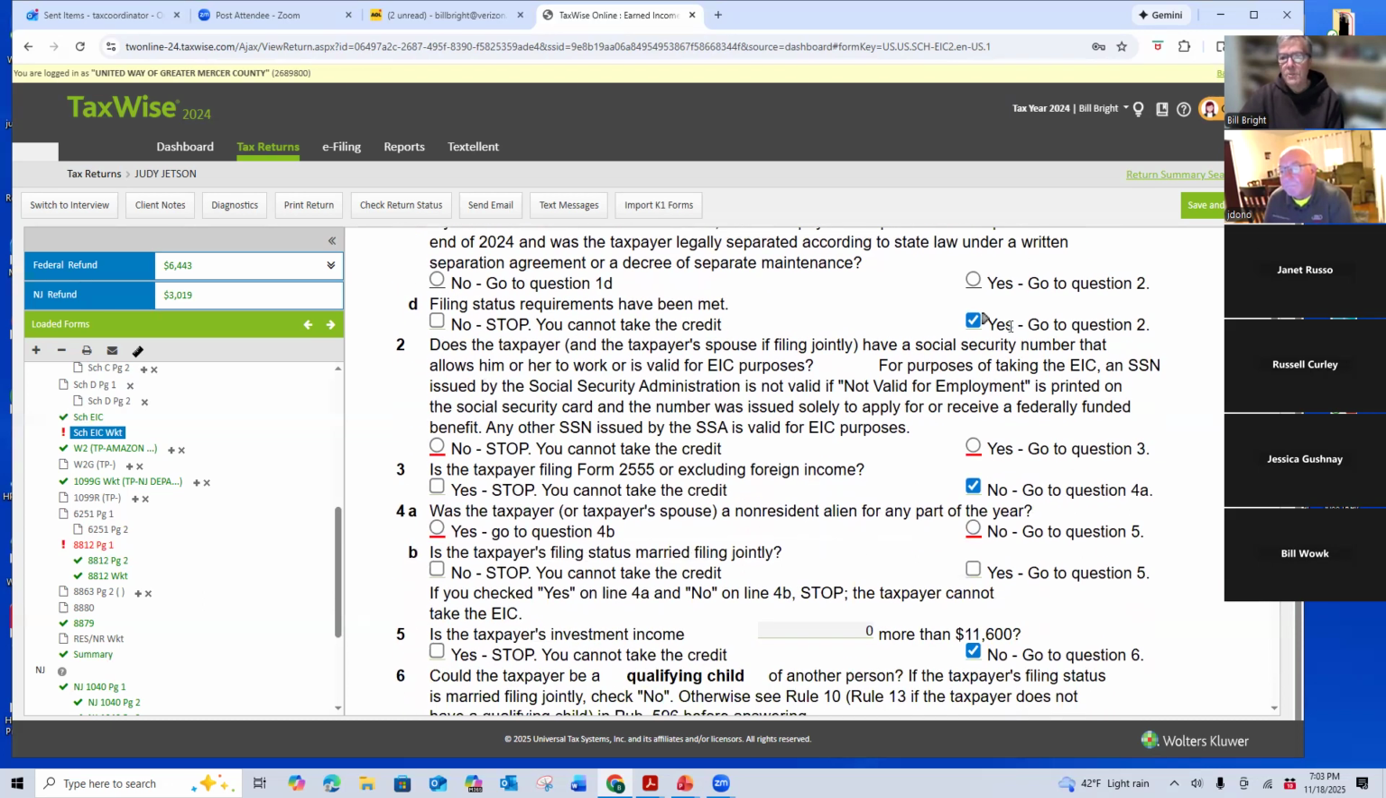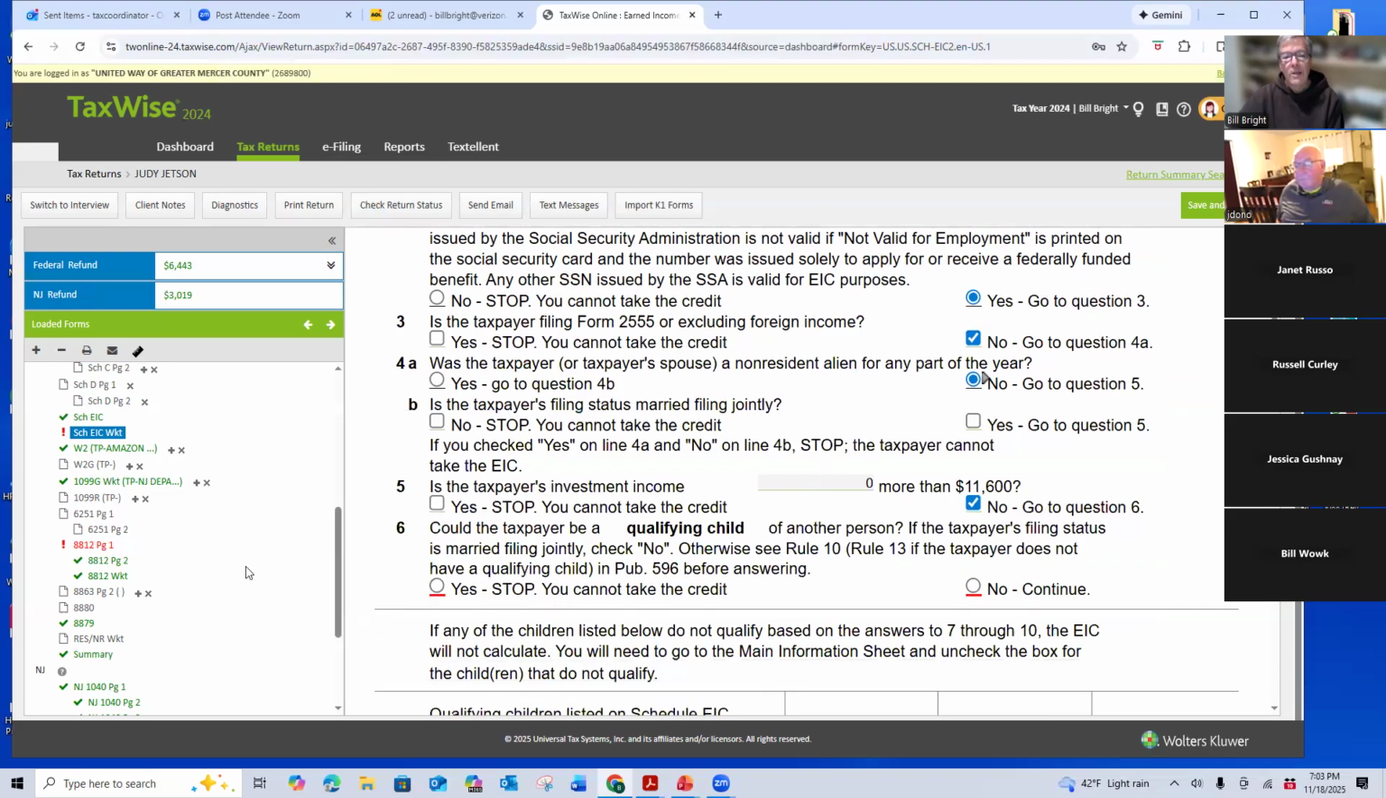Does the taxpayer have a social security number that allows her to work and is valid for EIC purposes? Yes. Was the taxpayer a non-resident alien for any part of the year? That never comes up, so no. Could the taxpayer be a qualifying child of another person? I don't see how that's possible. That's no as well.